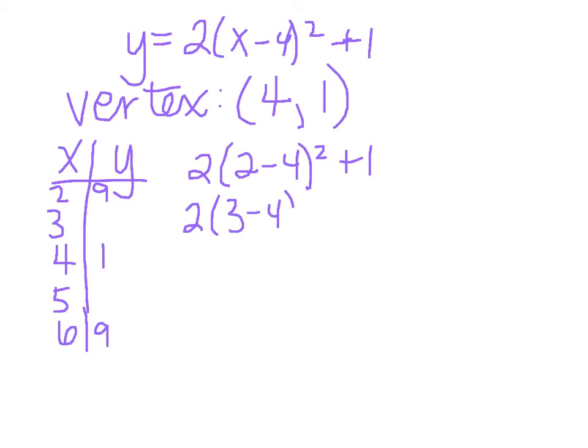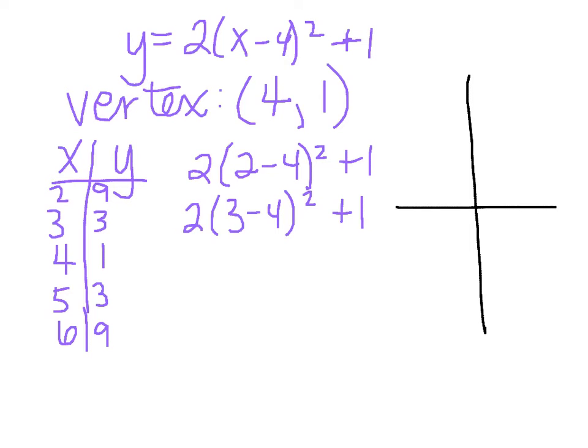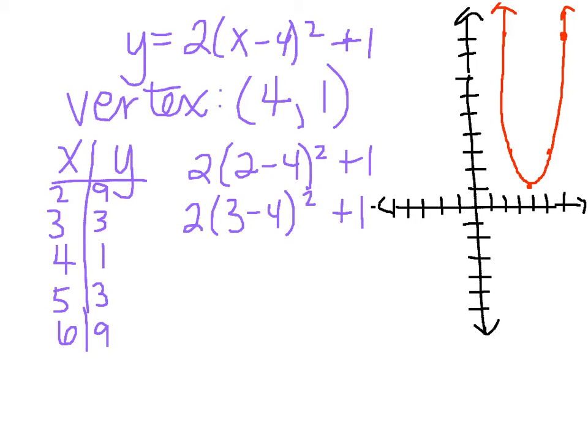And then if I plug in 3, 3 minus negative 4 is negative 1. Negative 1 squared is positive 1. 1 times 2 is 2. 2 plus 1 is 3. And I have enough points now to be able to graph my function. And so there's our parabola.